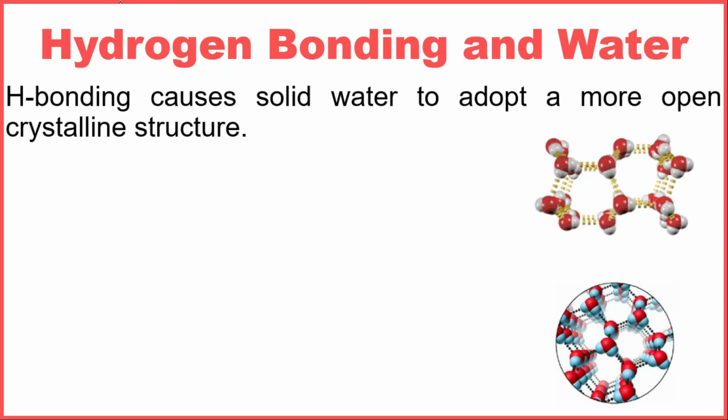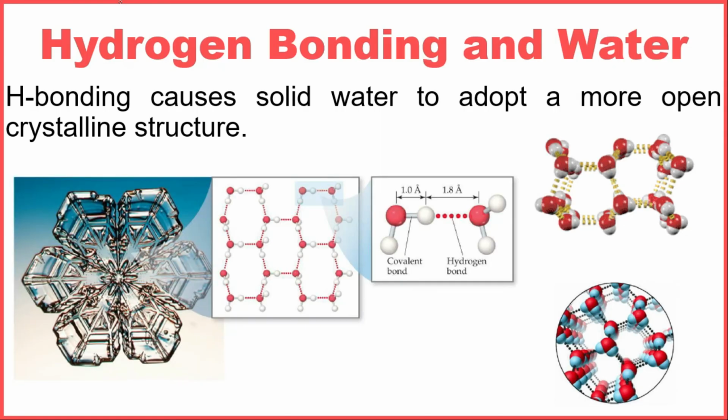Hydrogen bonding also causes solid water to adopt a more crystalline structure, which is less dense than the liquid structure. We will discuss this in the next video. This shows the hydrogen bonding in ice, which results in an ordered, open arrangement.